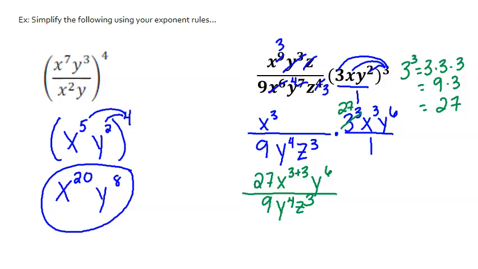So I have 27 over 9, so I can divide those, and I'm going to be left with 3 and 1. I know that 3 plus 3 is really 6, so I'm going to have an x power of 6. I have 6 y's in the top, but 4 in the bottom, so all 4 of my y's go away in the denominator, and I'm left with 2 in the top. So my final answer is going to be 3x to the 6th y squared all over z cubed.